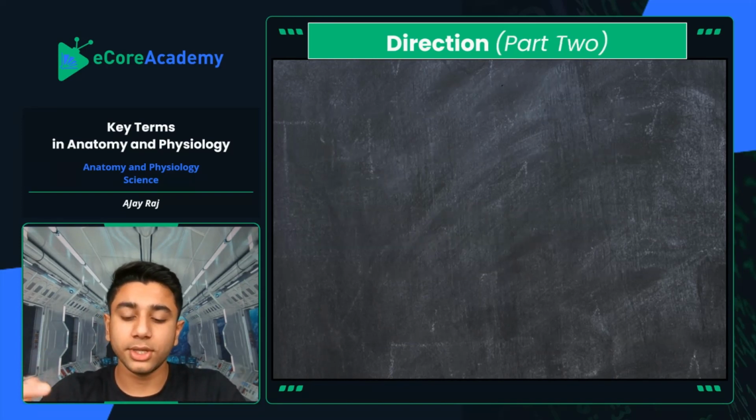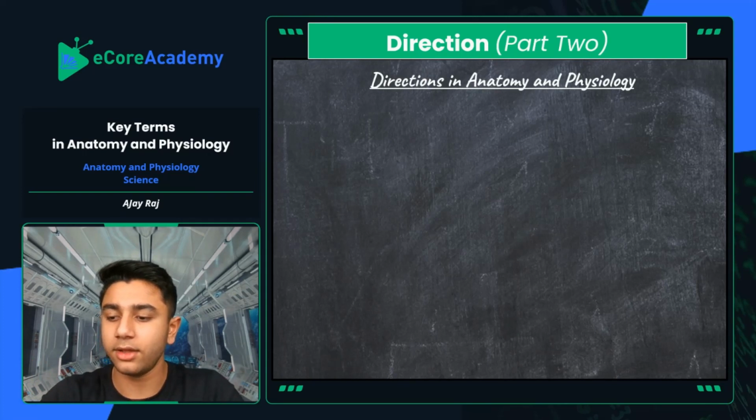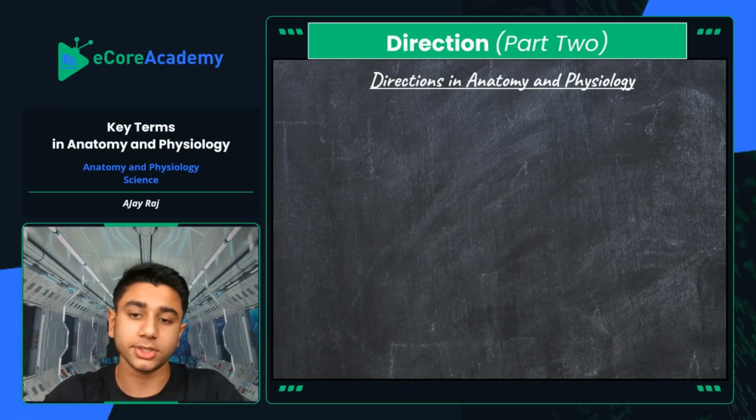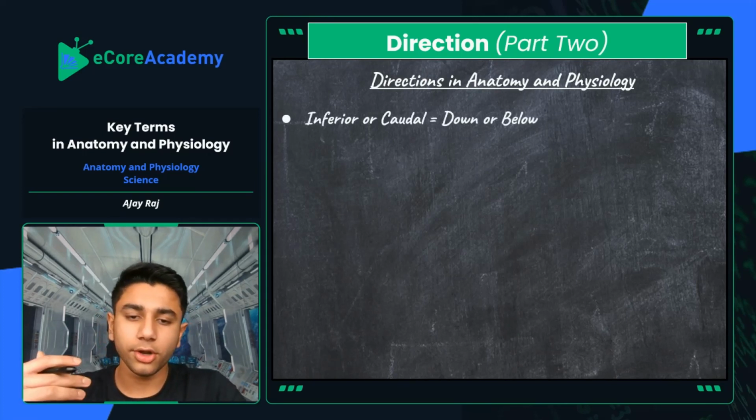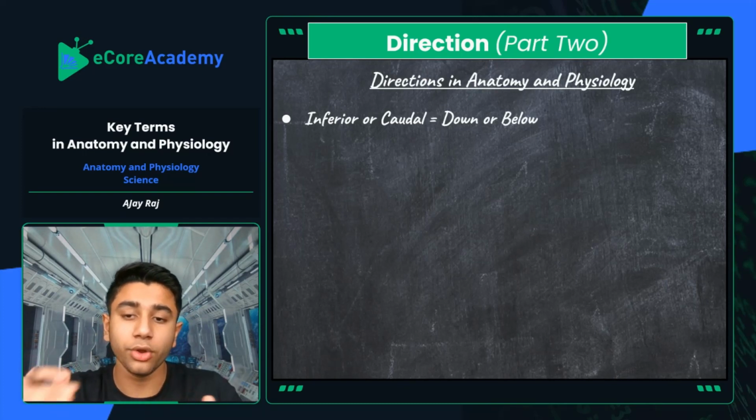So direction part 2, continuing with direction, and remember direction is relative. We're going to be looking at the directions in anatomy and physiology, so those complex terms, what exactly they mean, what are their exact meanings, because they do have very simple meanings, but they are complex terms. So starting off with our first term, this is inferior or caudal. This is an inferior or caudal location, and this means that a certain structure is below your reference point. So this is all in terms of your reference point.